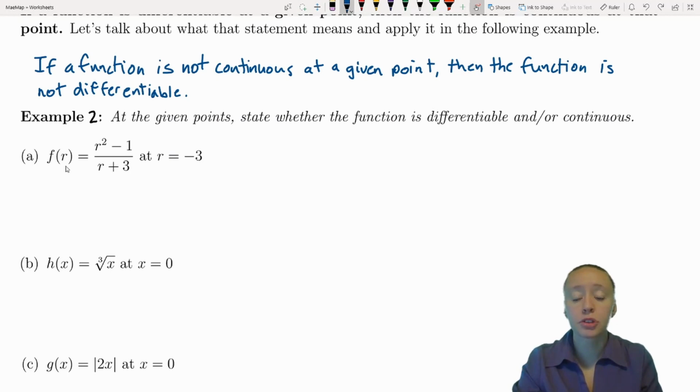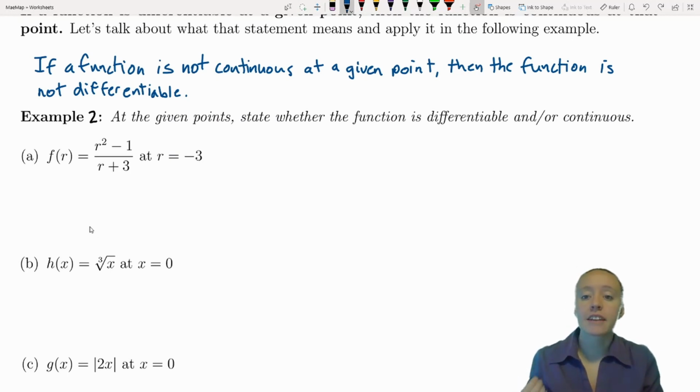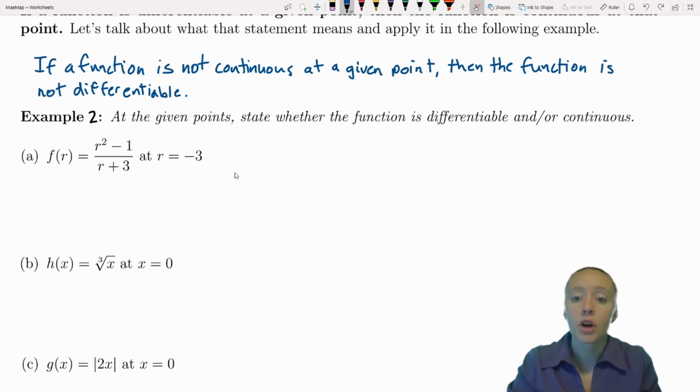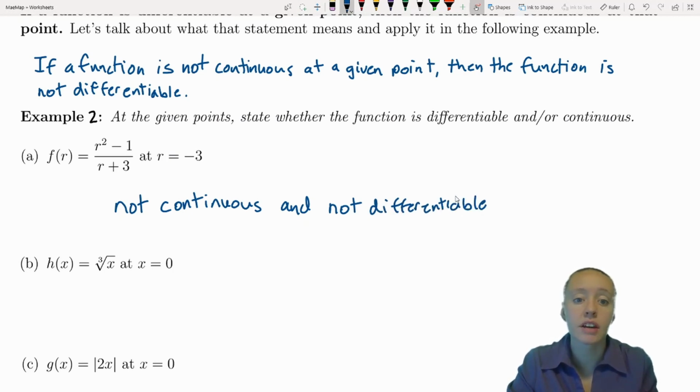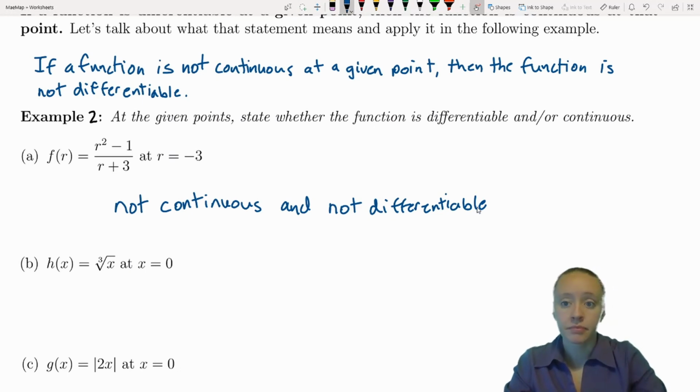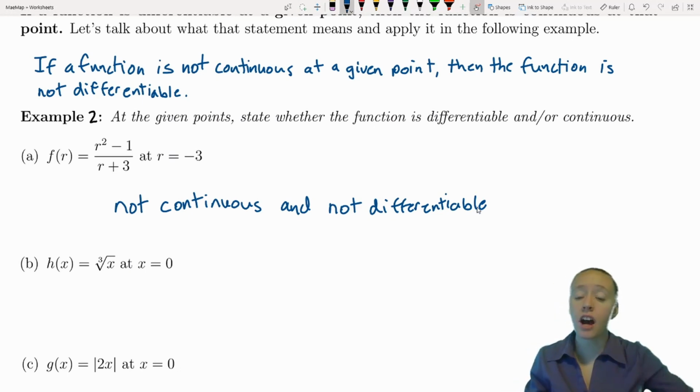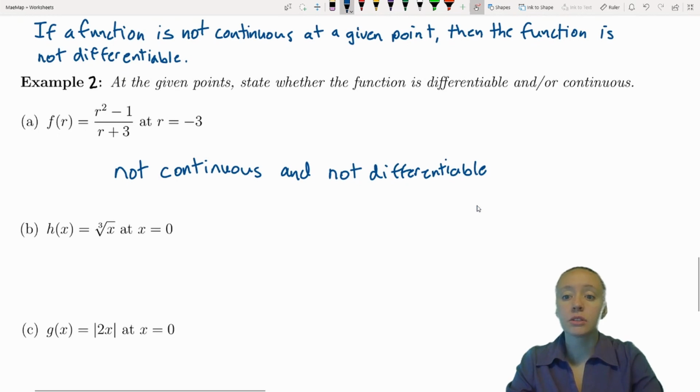So in example 2, part A, this is a case where the function is undefined. And because the function is undefined, we are not continuous. And because we're not continuous, we're not differentiable. We are unable to take the derivative at that point. That's not saying that we can't take the derivative at other points along the function, it's just we cannot take the derivative at that specific point. Let's continue on to B.